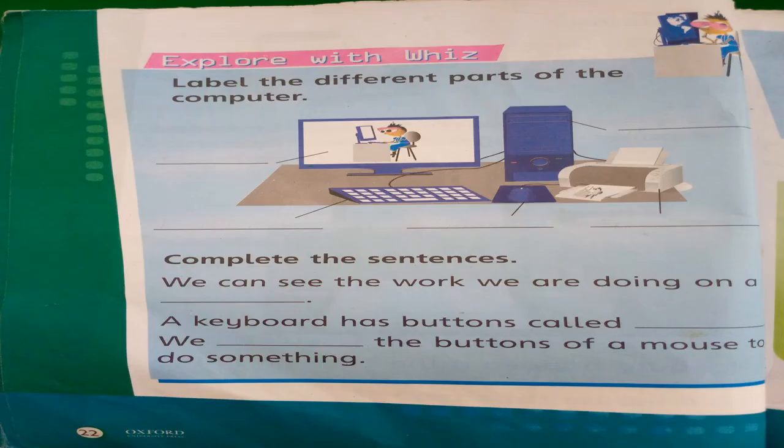Now students, open your computer book on page number 22. This is your page number 22. Label the different parts of the computer. You can see the picture of the computer. You will write the names of the parts of the computer. First, you will write monitor. This is a monitor. So you will write the spelling of monitor.